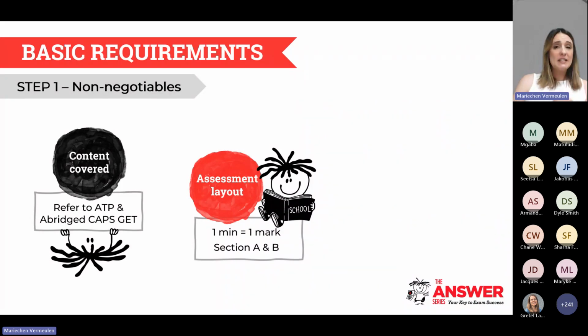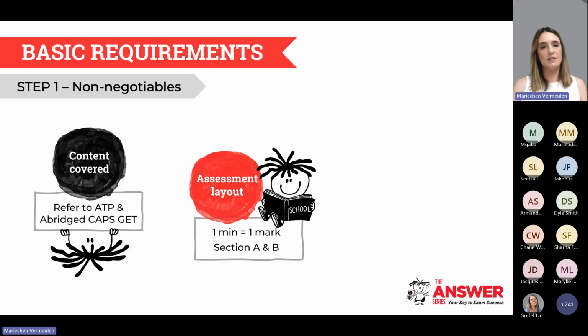So we've talked about the content that needs to be covered. The other thing that the policy documents would help you with is probably your assessment layout. So what does that have to look like? It is a bit lenient for natural sciences, but we tend to focus on what's happening in FET and try to structure our assessments in the same format.